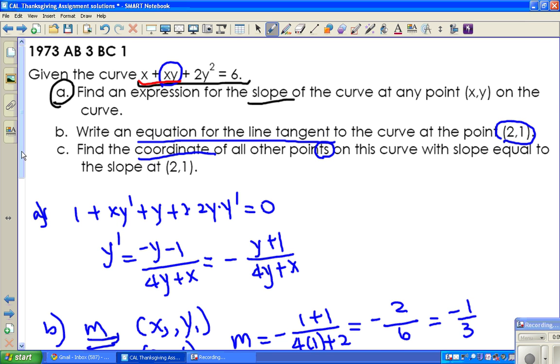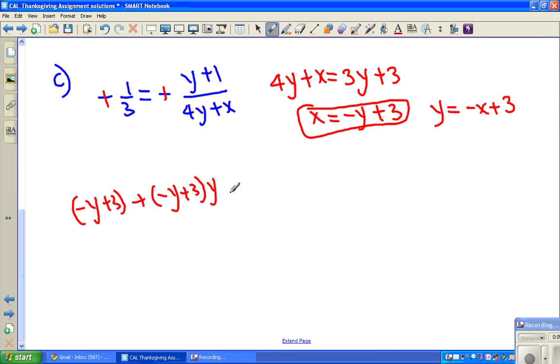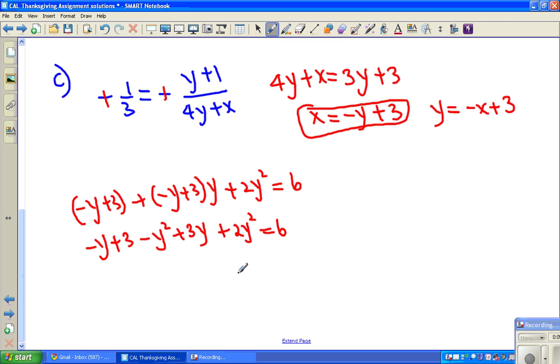I just substituted x up to here, and the rest simply becomes plus 2y squared equals 6. Let us calculate the rest. Here we get negative y plus 3, and here we get negative y squared plus 3y plus 2y squared equals 6. Putting everything onto one side, we get y squared because of these two, and then plus 2y by combining 3y and negative y, and then the 3 here becomes negative 3, equals 0.